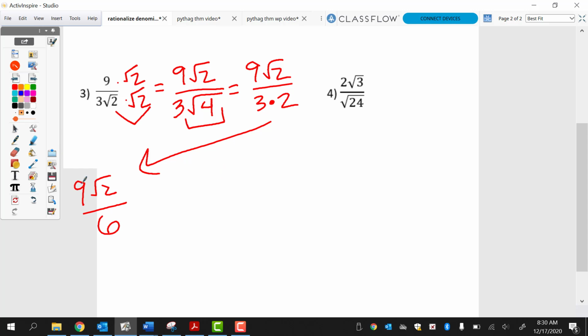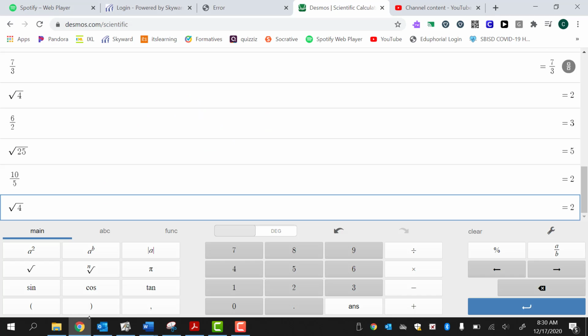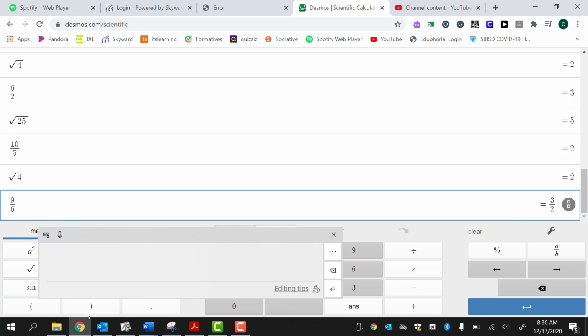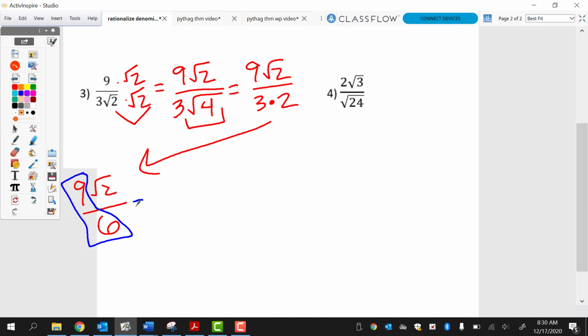And then the last step, can I simplify the top and the bottom of the fraction? So I'm typing that in Desmos. 9 divided by 6. Oh, it's a decimal, so I push the fraction. It does turn into something else. 3 over 2. So now in my answer, I put 3 on the top, 2 on the bottom, and square root of 2 goes on the top. Final answer. I do not simplify square root of 2 and a regular 2. This is a radical, this is not. They cannot simplify.